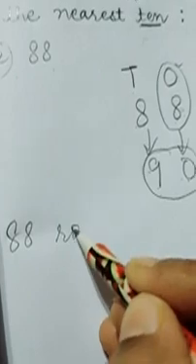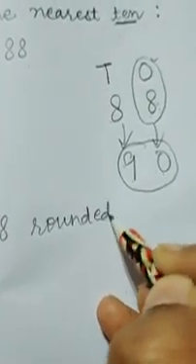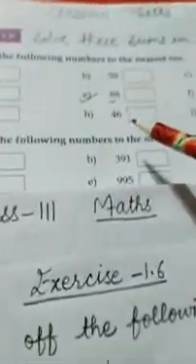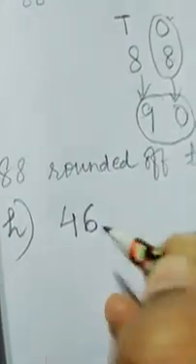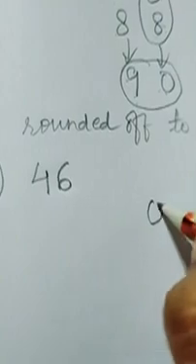Now how will you write this? We will write 88 rounded off to nearest 10 is 90. Yes, now we will do one more sum from here. Yes, it is H part, 46. It is 46. We will write the digits according to the places.